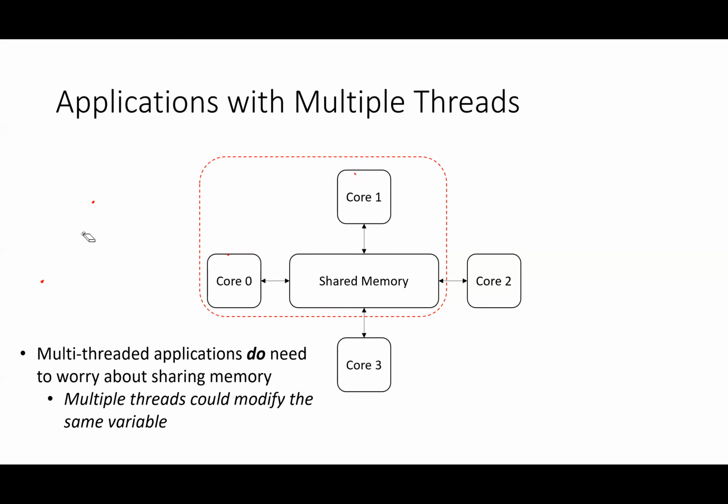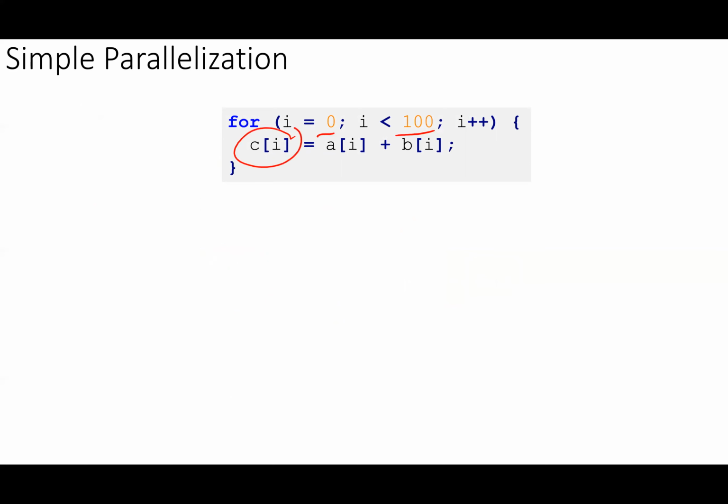So that's kind of the fundamental thing that can go wrong, is this shared state. So let's start with a simple parallelization example. Here's a loop that goes from 0 to 100, and all it does is compute an output vector, C, that is the sum of two input vectors, A and B. Now, first thing to note, well, actually, let me show you how it's parallelized.